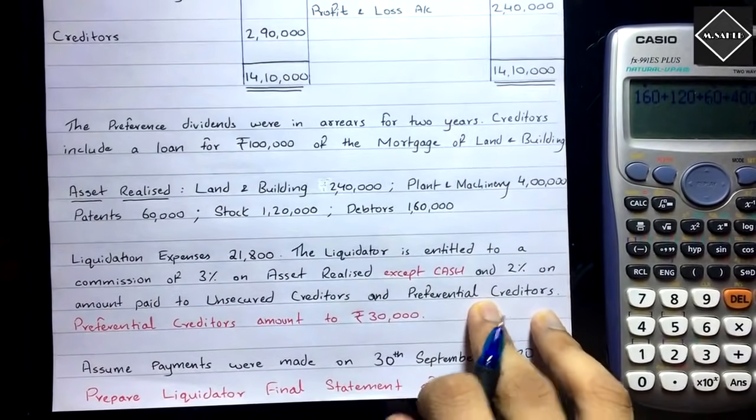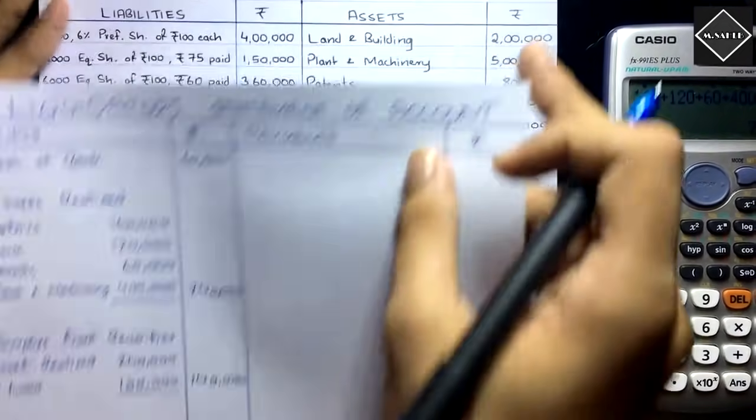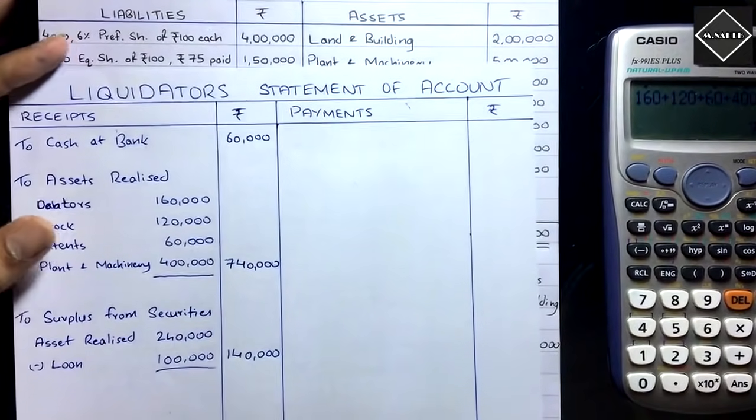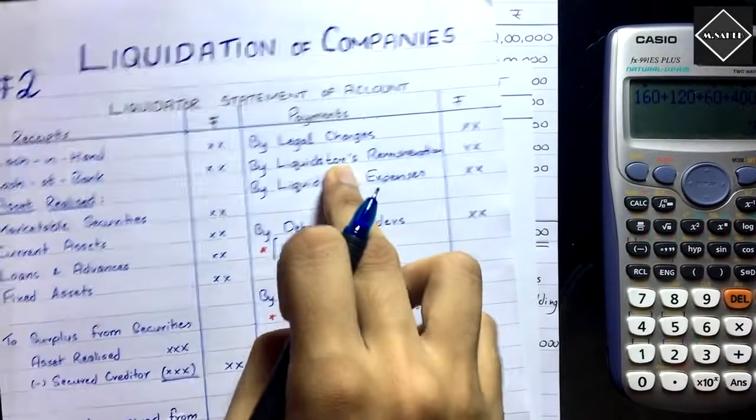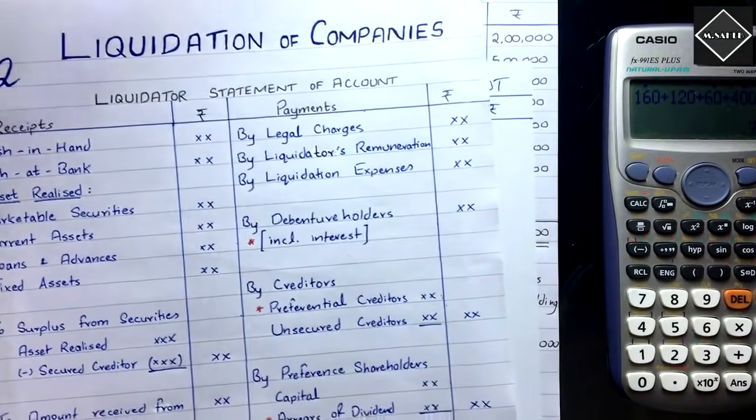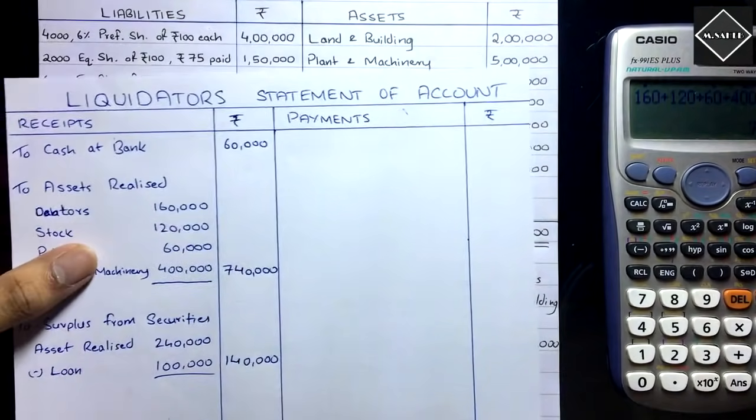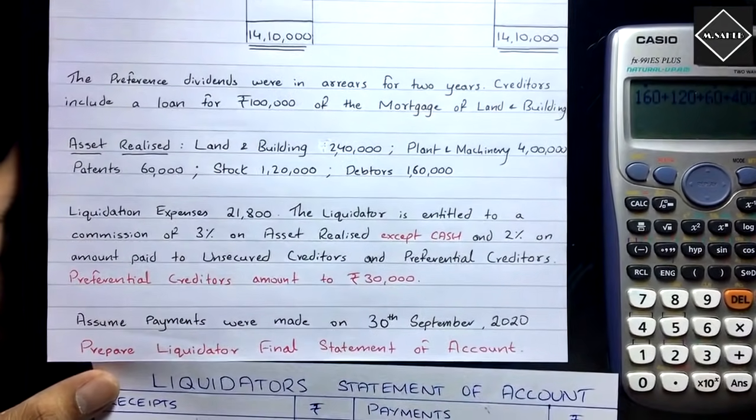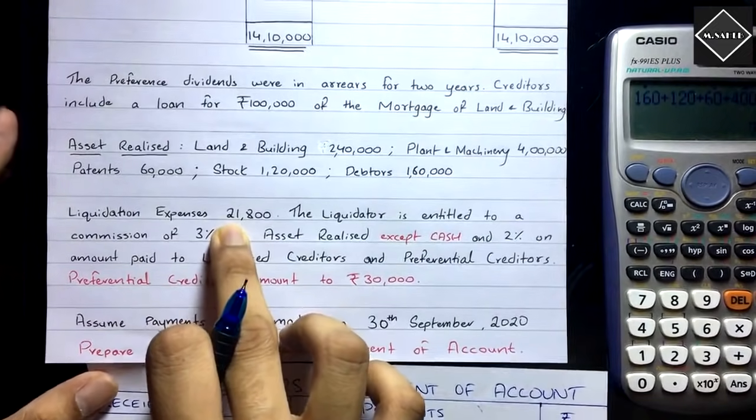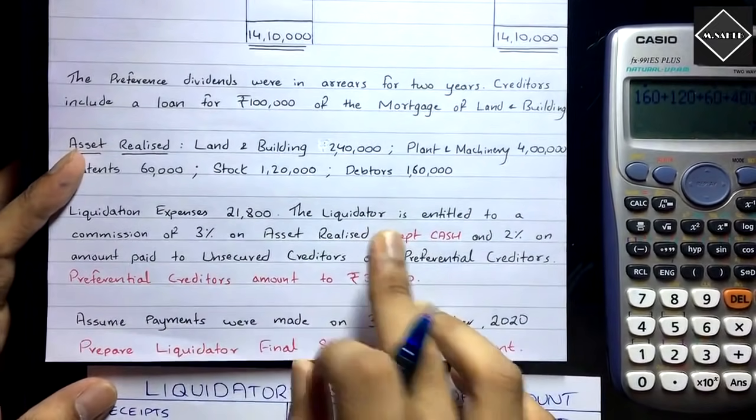All expenses and payments. So now let's go to the payment side. The first payment that you have to do is the legal charges. If there are any legal charges, then liquidator remuneration, then liquidation expenses, like that you have to follow. But is there any legal charges in this question? No legal charges. We have liquidation expenses, but first we have to pay liquidator remuneration as per the format.